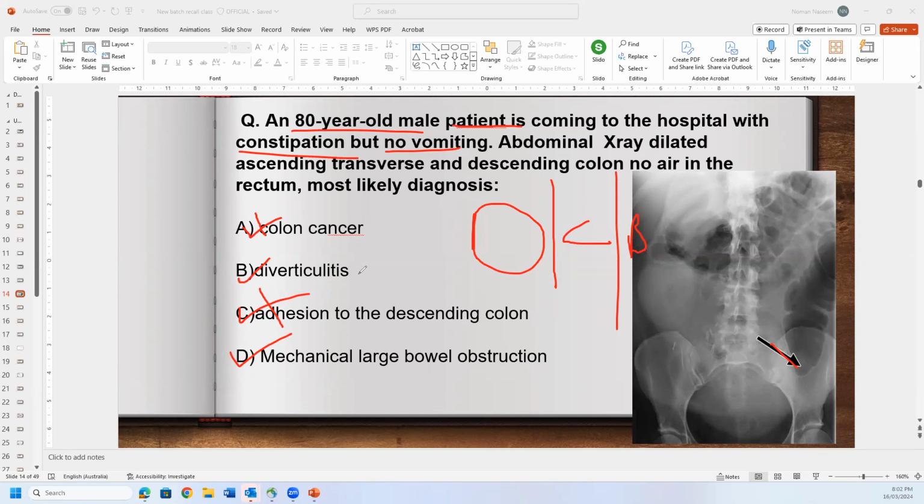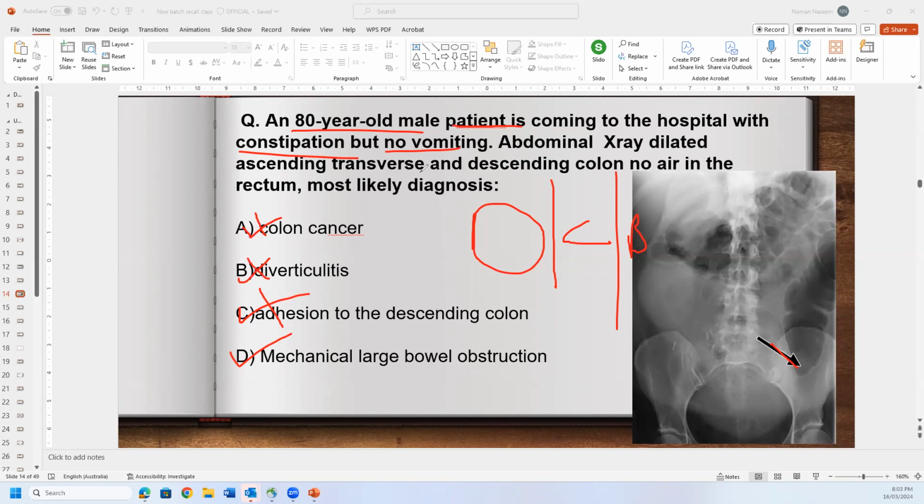Diverticulitis, as the name indicates, is an inflammation of the colon. So if you palpate the abdomen, there will be tenderness and rebound tenderness, but localized. It will not be a generalized one. You can't feel a mass, but most patients will have some constipation as well. There will always be a history of constipation. So that's why it's not diverticulitis.